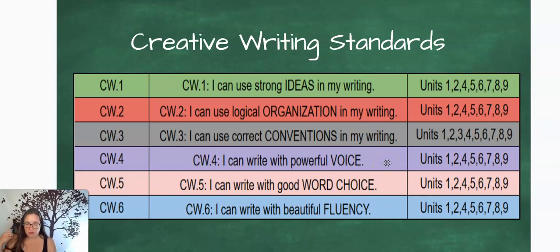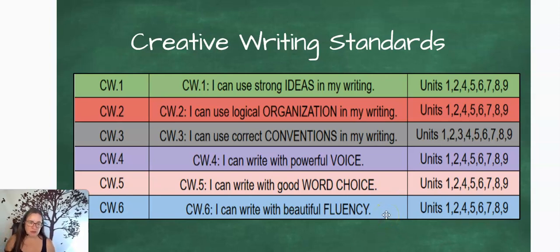The next one is powerful voice. So can we really hear the author coming through? Can we hear their own style? Can you write with good word choice? Picking out exactly the best words to use, which may or may not always be the longest, but just the perfect word for that situation.